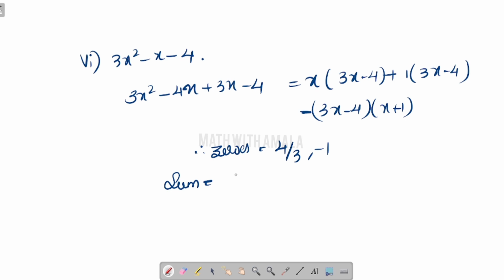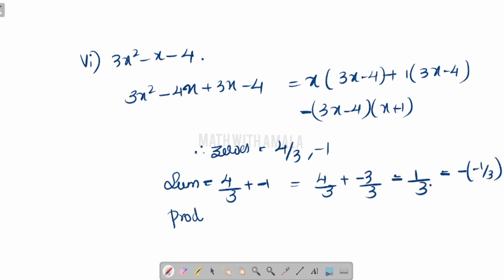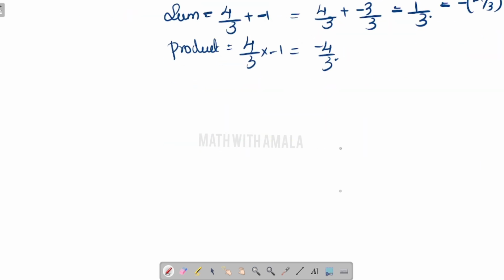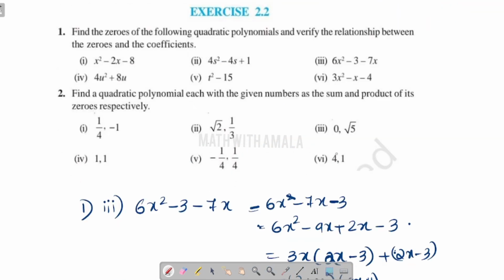Now what are the sum? Sum is equal to 4 by 3 plus minus 1, which is equal to 4 by 3 plus minus 3 by 3. You can just make the denominator same. Answer is 1 by 3, minus of minus 1 by 3. It is true. Now product, 4 by 3 into minus 1, minus 4 by 3.